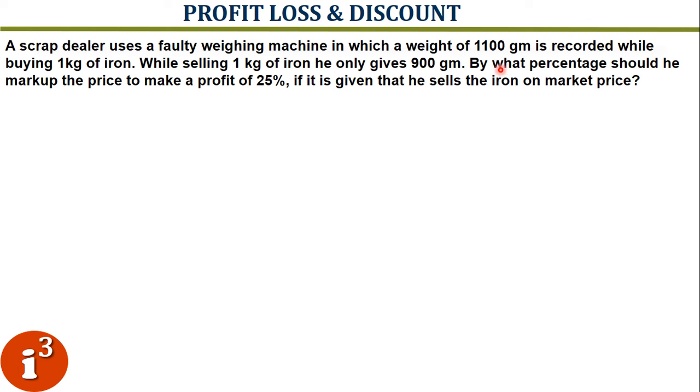So two times profit. Next, by what percentage should he mark the price to make a profit of 20%, if it is given that he sells at the market price? Market price means what he has marked up. So in this problem, the overall profit is given. In the earlier problems, we were calculating the overall profit percentage. But in this problem, the overall profit percentage is given. You need to find out how much markup he has done to get the overall profit percentage.